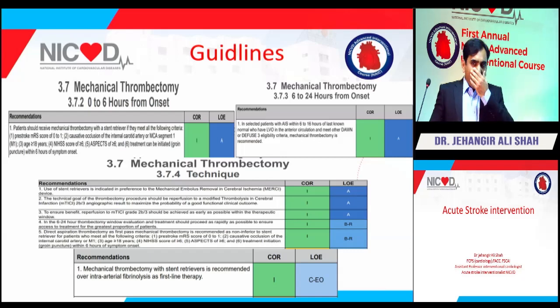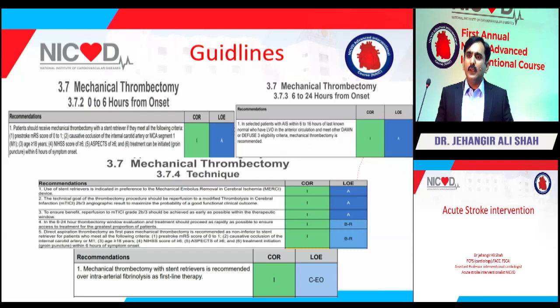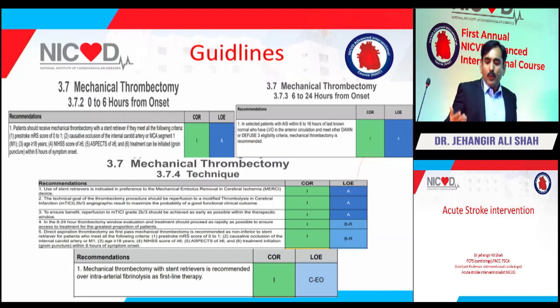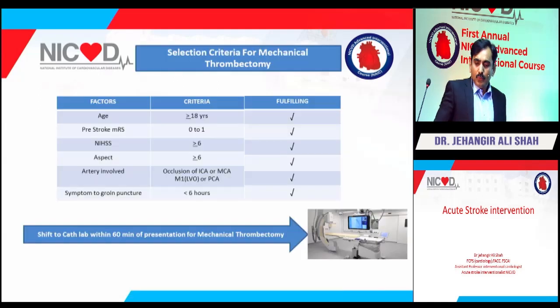If the patient has an NIHSS score of more than 6 and an ASPECT score of more than 6, comes within 6 hours of the history, and has a large vessel occlusion, these patients should be taken for mechanical thrombectomy. Mechanical thrombectomy with stent retrieval is a class 1 indication over TPA. So these are the class 1 indications for mechanical thrombectomy.